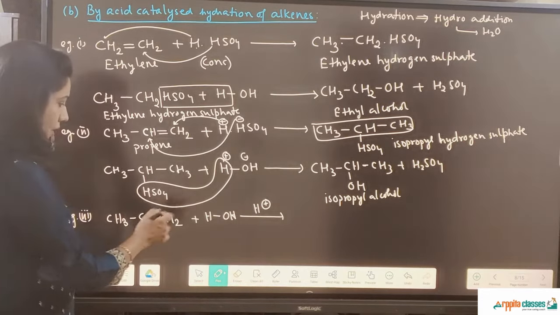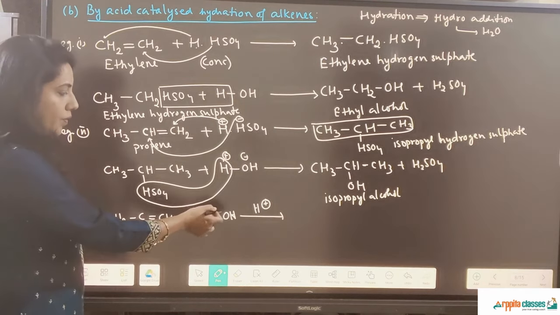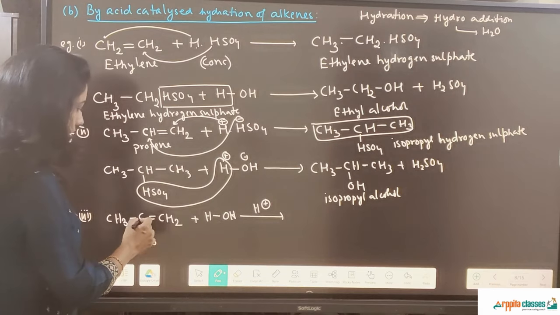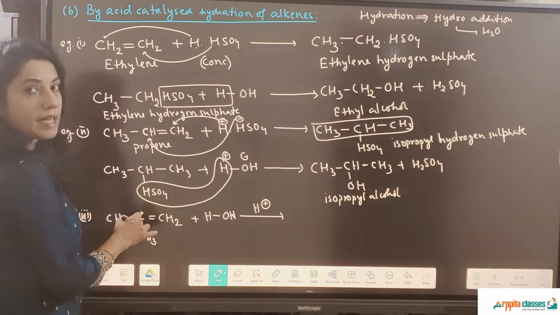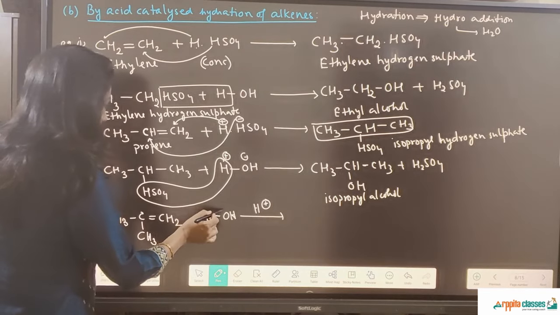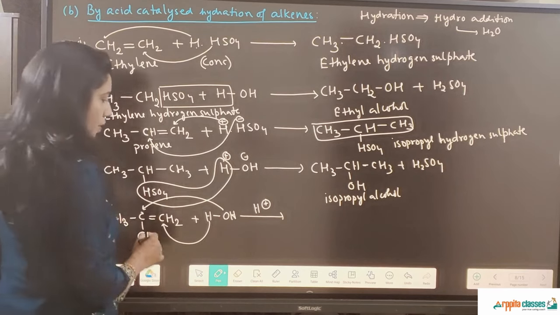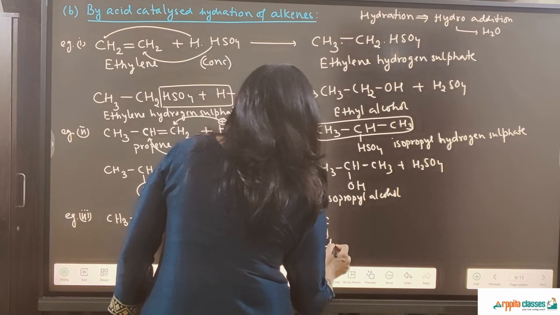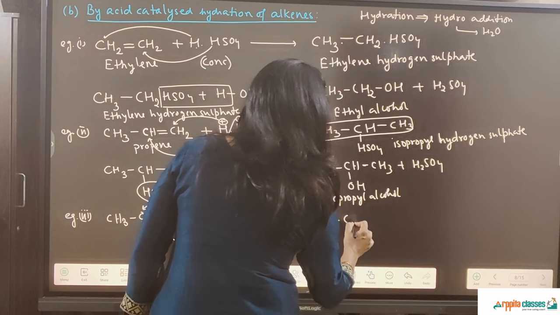Come here. For this particular thing, this is a branched alkene, you can see. Here we can directly add water in presence of acid. So what happens is the OH part will get attached to this carbon atom which is having less number of hydrogen according to Markovnikov. So the OH part will get attached to this carbon and H will get attached to this carbon according to Markovnikov. So this is CH3, CH3, this side OH, and this is CH3.